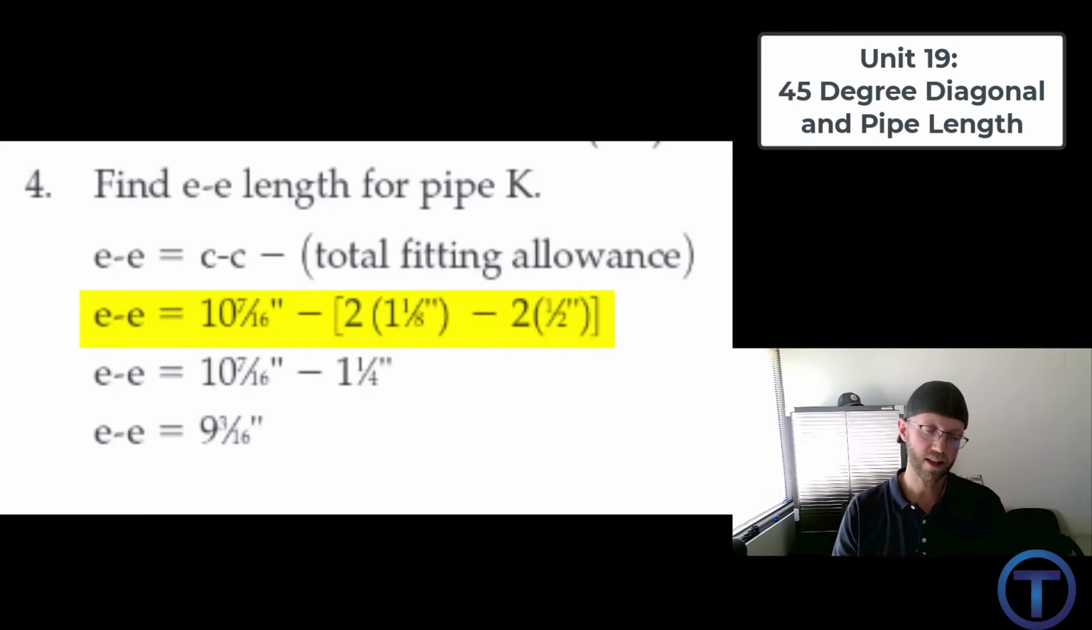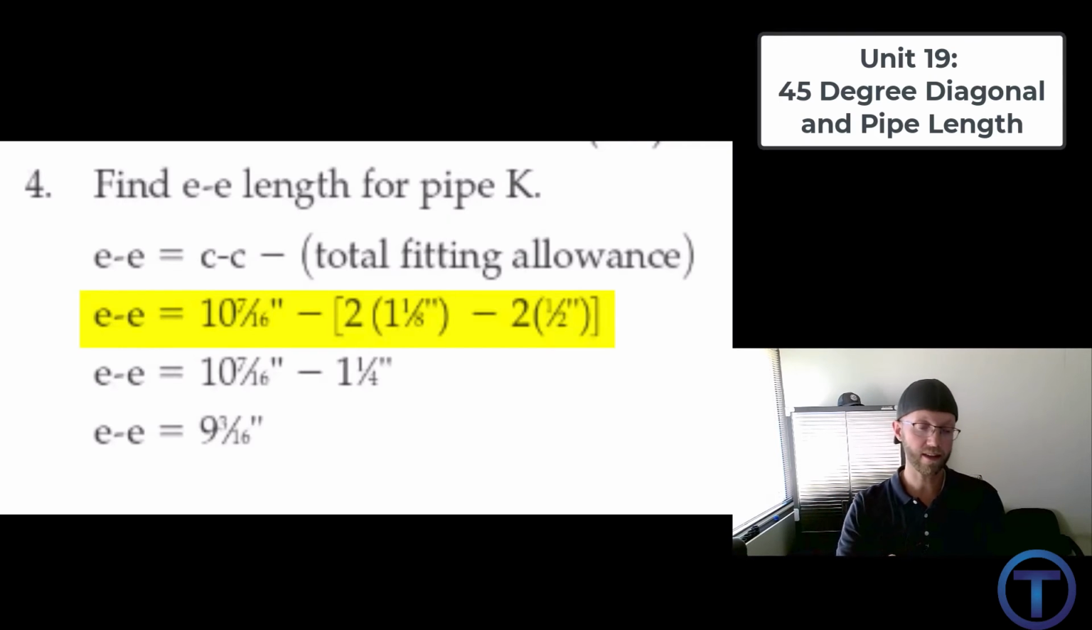Now we calculated that 10 7/16 by using our 1.414, and so we know what our center to center is. Now we subtract the fittings. Follow this line through. We're going to subtract 2 times 1 1/8. That's from the face of the fitting to the center of the fitting, minus 2 times 1/2. That's how far the pipe threads into the fittings. And all of that's in brackets telling us, let's get that taken care of first, right?